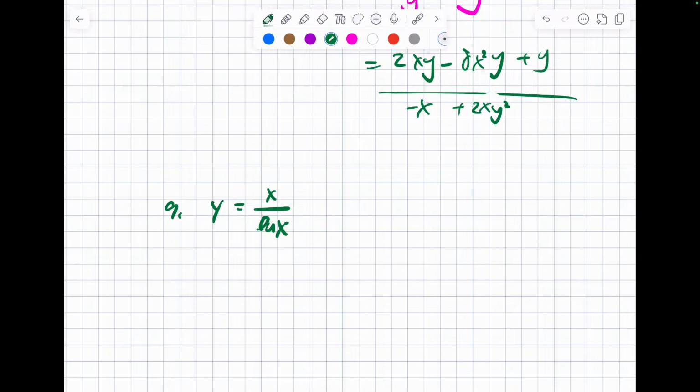x over ln of x. Now, here's a goal: find extrema and inflection points.